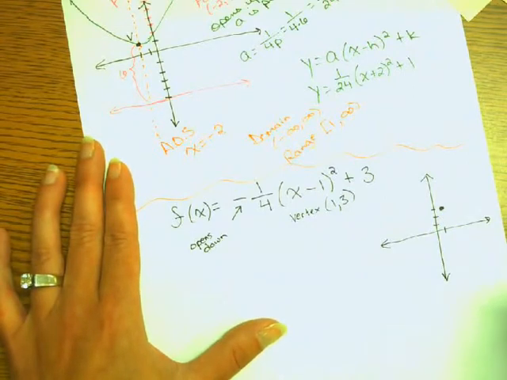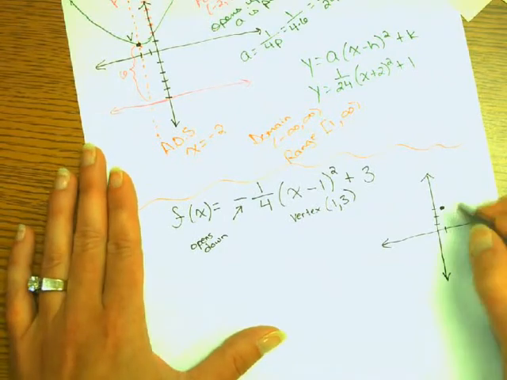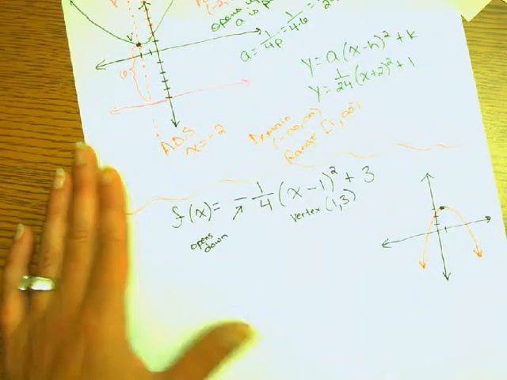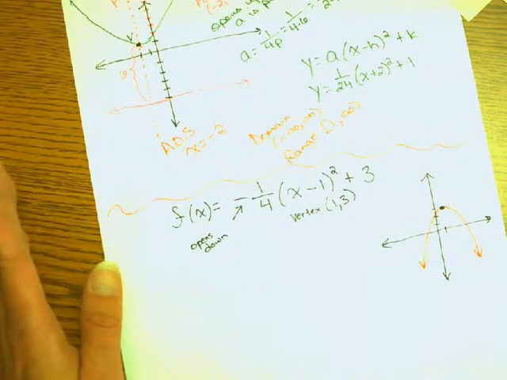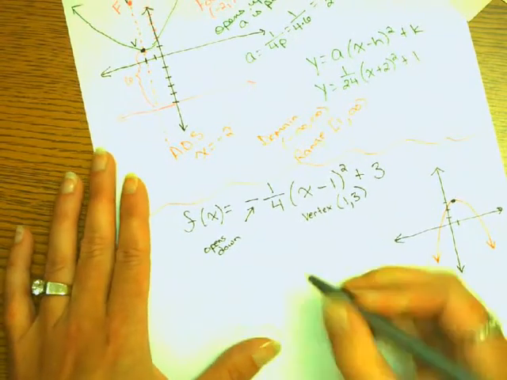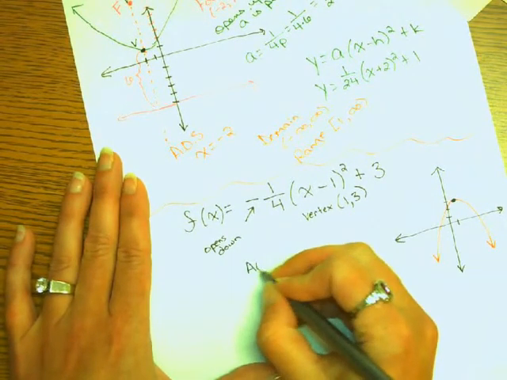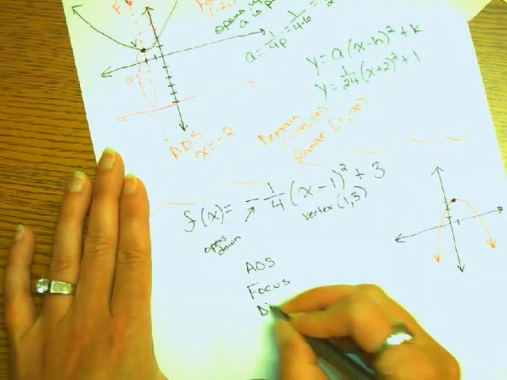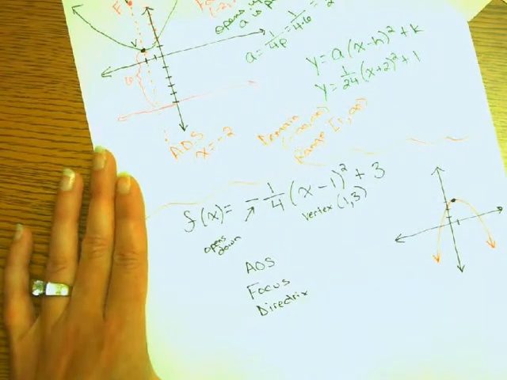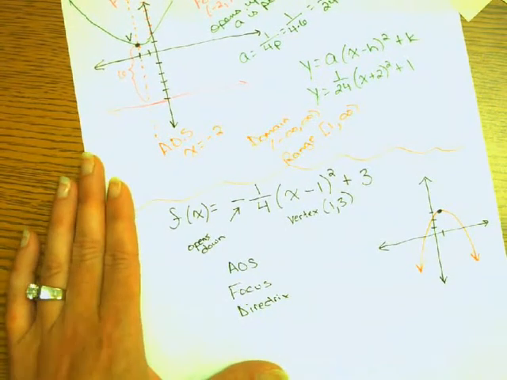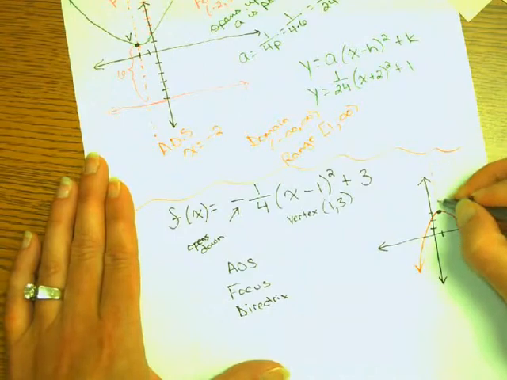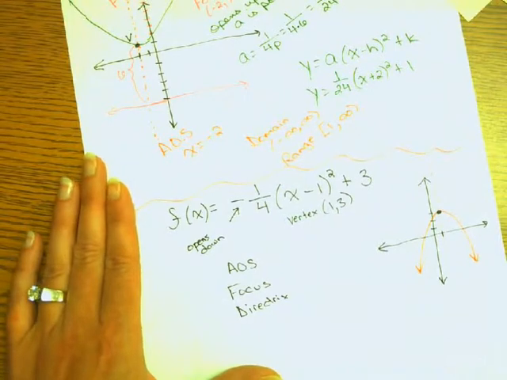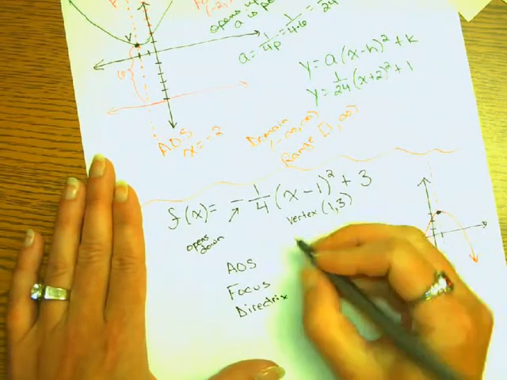It's going to be opening down. So for this, we're not doing very accurate graphs. We're just going to kind of sketch it. I need to be able to find my vertex, my axis of symmetry, focus, and directrix. So let's start with the first one, axis of symmetry. That's that imaginary line splitting the graph in half, going straight through my vertex. Well, we've been doing this for a while now. That's going to be x equals 1.